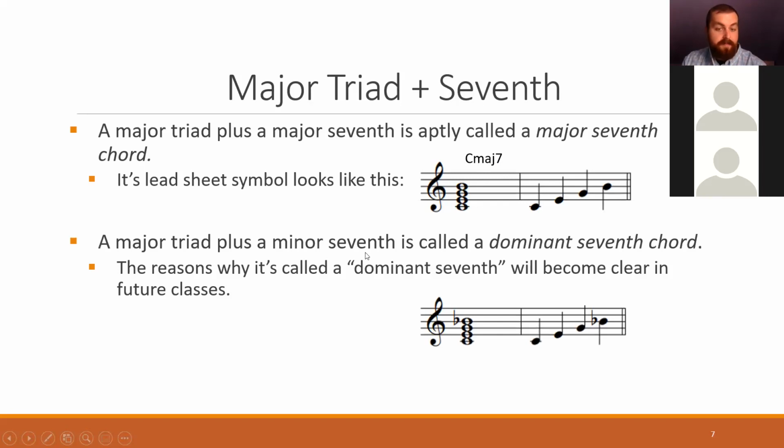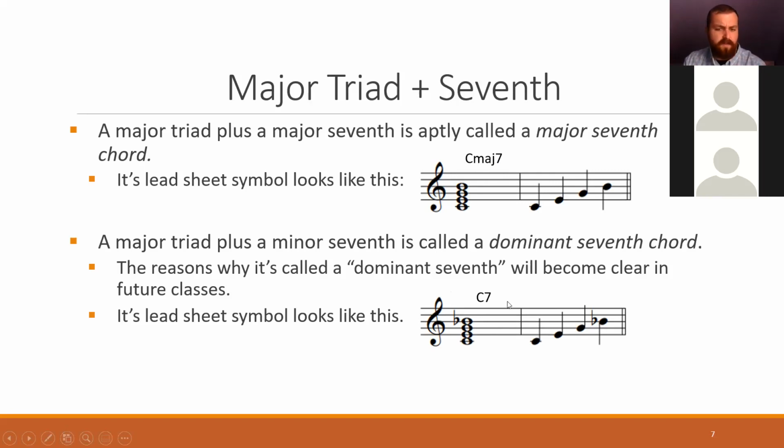A major triad plus a minor seventh is what's called a dominant seventh chord. So you can see C, E, G, and now B flat. It's a minor seventh. This is called a dominant seventh chord. The reason why it's called a dominant seventh will become clear in future classes, specifically tomorrow. It's the only one that's going to be kind of weird to remember. Dominant seventh chord. And its lead sheet symbol looks like this.